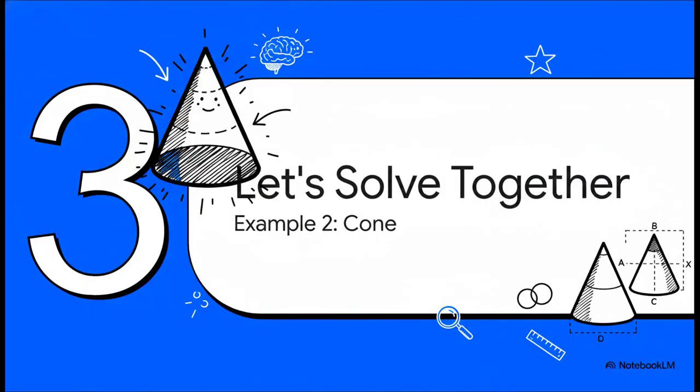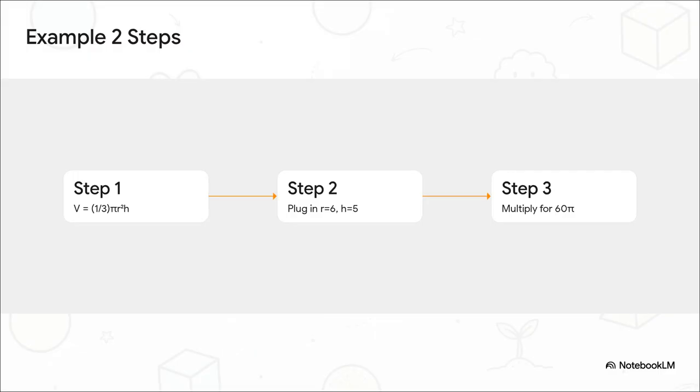Awesome job. Now let's switch gears and tackle a cone for example 2. We're going to follow the exact same logic here, but do not forget to multiply by that crucial 1/3. If you skip that step, your ice cream cone is going to be massive, like completely the wrong size. So we plug in 6 for the radius and 5 for the height.